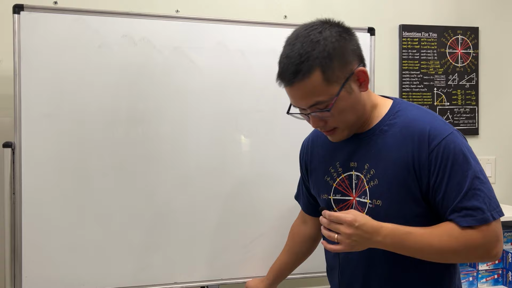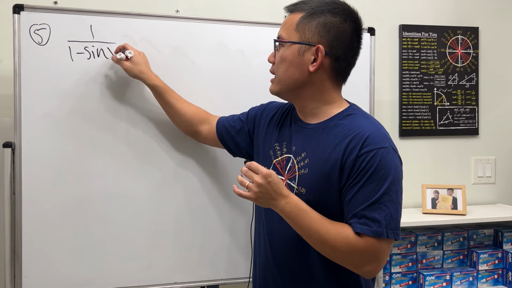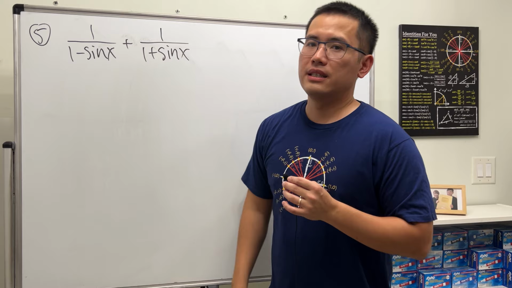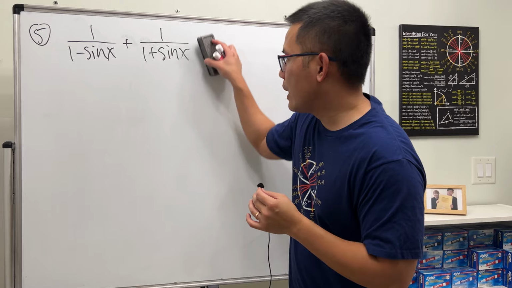Alright, number 5. So things will get a little bit harder here and there, but don't worry, I'll take care of you guys. We have 1 over 1 minus sine x plus 1 over 1 plus sine x. So we have two fractions. What can we do? Let's go ahead and just put them together, but we have to find the common denominator first, right? So perhaps I will write it down like this. So let me just give myself more space. Like so.